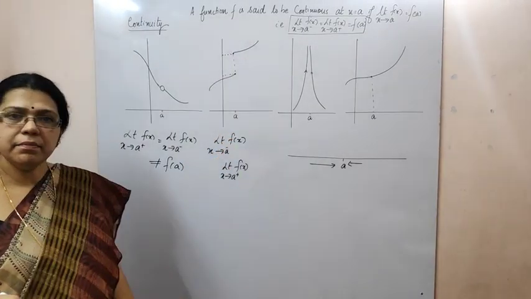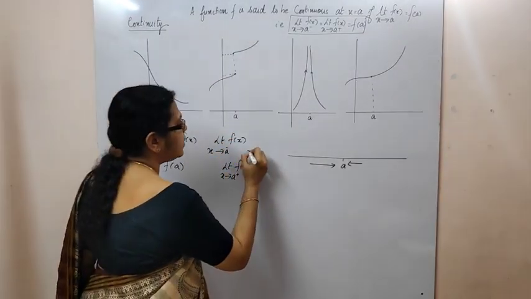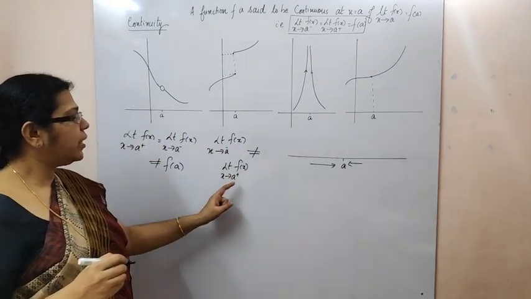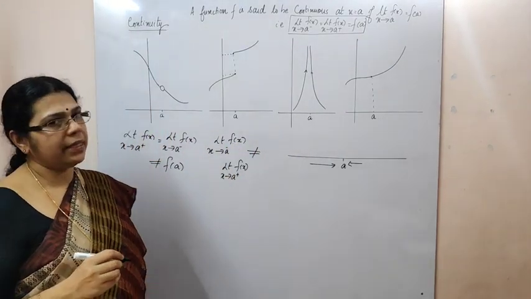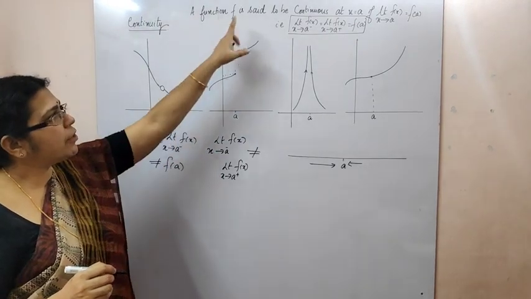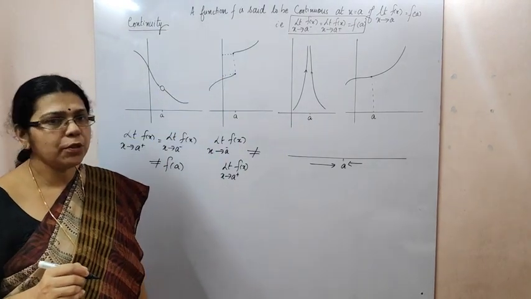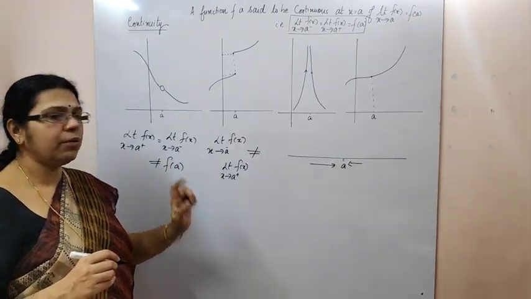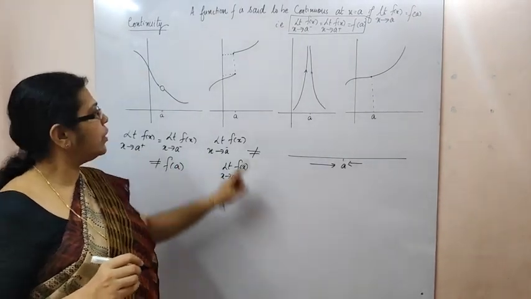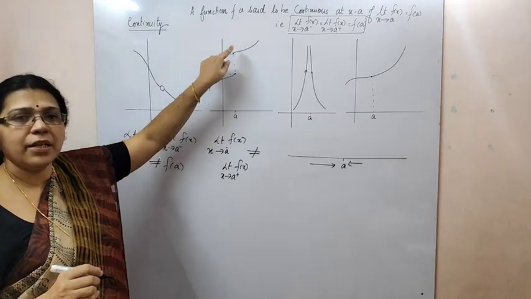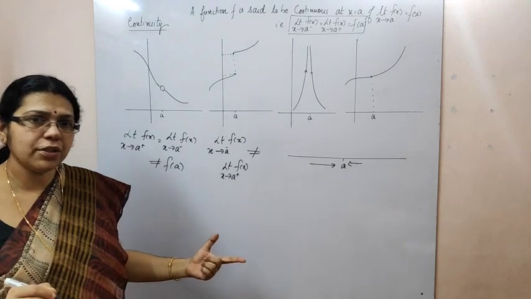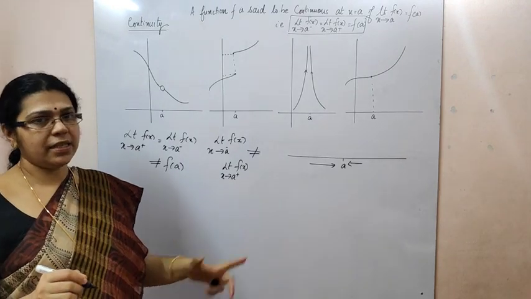Are they the same? No, they are not the same. That means here the left hand limit is not equal to the right hand limit. So, does our function said to be continuous? No. Why is it not continuous? The left hand limit is not equal to the right hand limit. So, here also the function is not continuous. We say that it is discontinuous. When the function is not continuous, it is discontinuous.